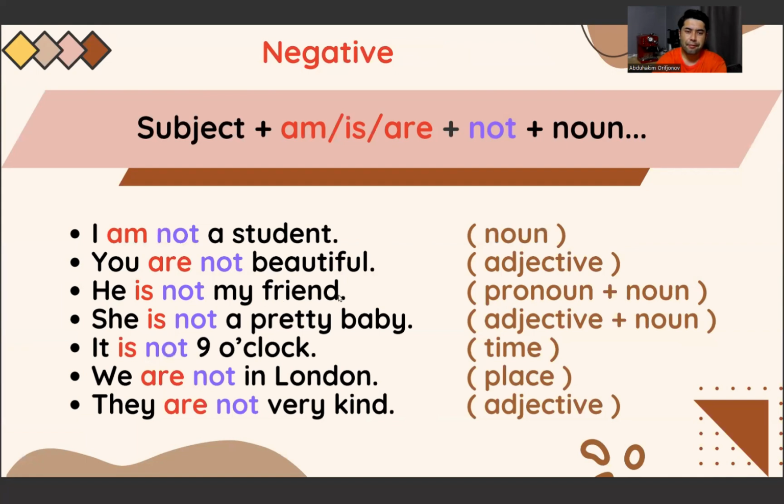He is not my friend. It's telling about pronoun plus noun. She is not a pretty baby. It's telling adjective plus noun. It's not 9 o'clock. Telling the time. We are not in London. Telling the place. They are not very kind. Telling the adjective.